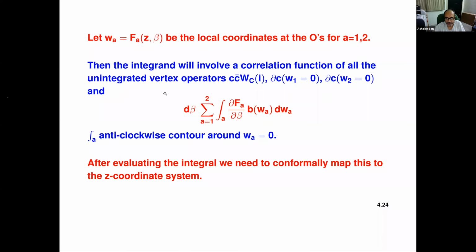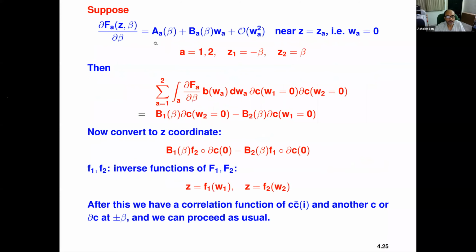Okay, so let me give an illustration of this, using the same amplitude that we mentioned earlier. Let's suppose that we have this derivative ∂f_a/∂β, which is of course a function of z. But you know the relationship between z and w_a, that is w_a equals f_a(z, β). So we can re-express the z dependence in terms of w, and write this as an expansion in powers of w_a: some function of β, plus another function of β times w_a, plus order w_a squared. And this of course can go on. You can compute all of these if you know what f_a(z, β) is.